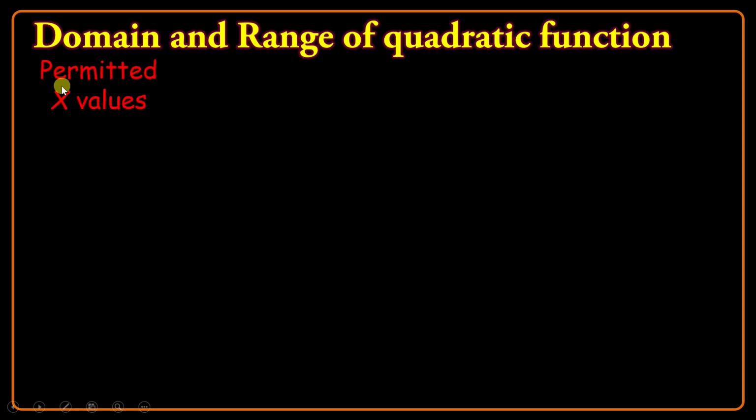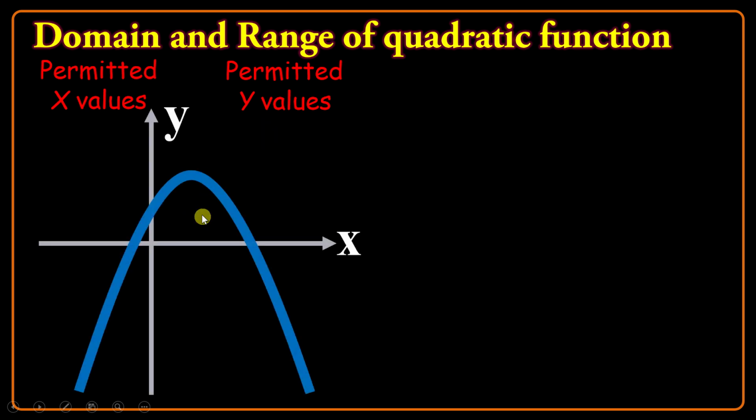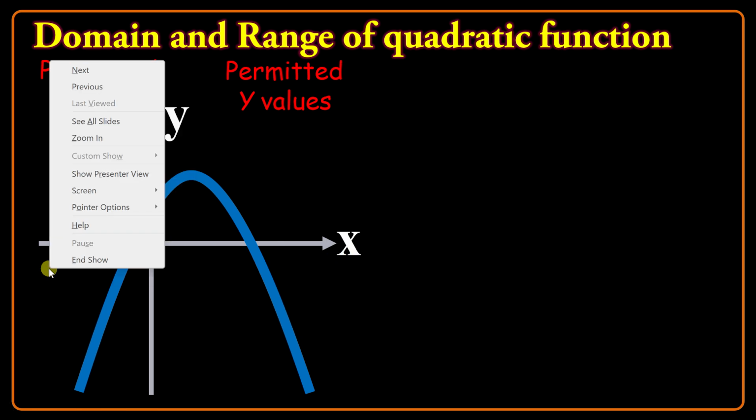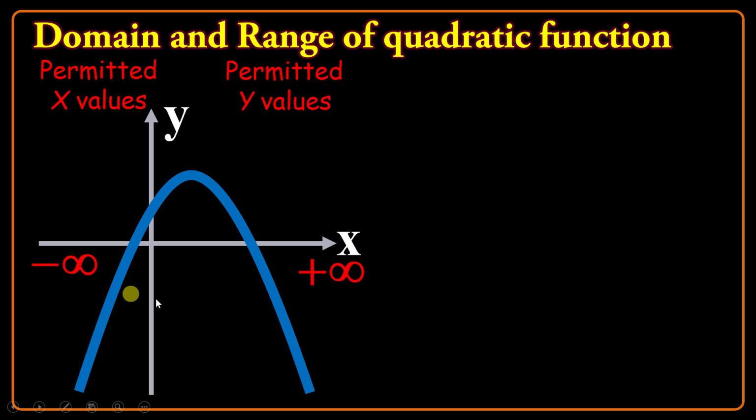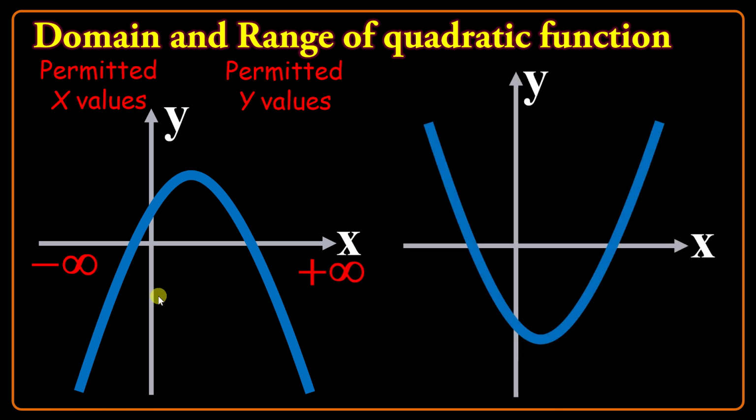Domain and range of quadratic function. Generally, domain is referred to permitted x values for every function, and range is referred to permitted y values. For every type of quadratic function, x values are supposed to be from negative infinity to positive infinity. Generally, we do not expect any restriction for x, regardless of if it is concave up or concave down. So the domain is always minus infinity to plus infinity.